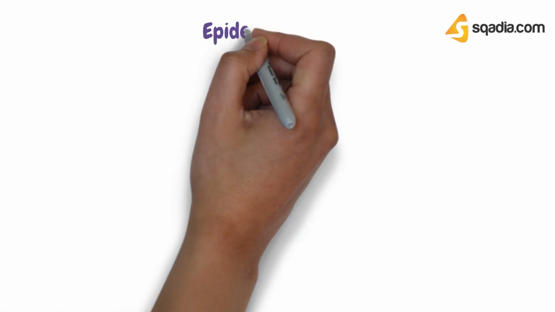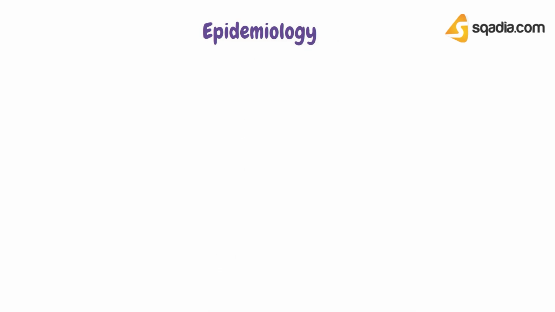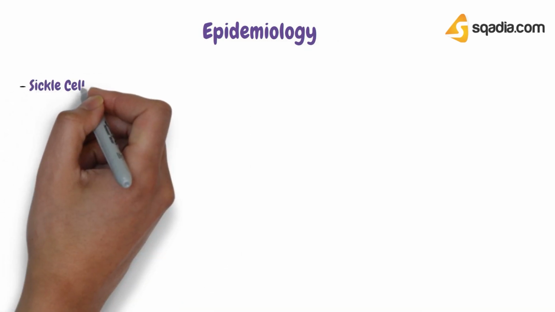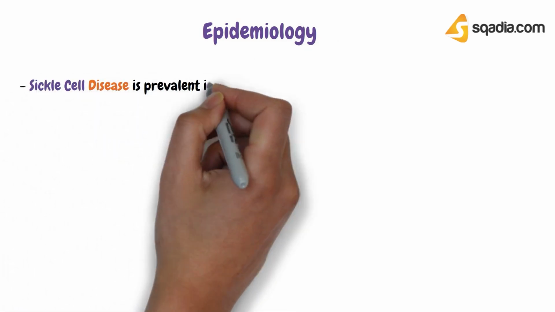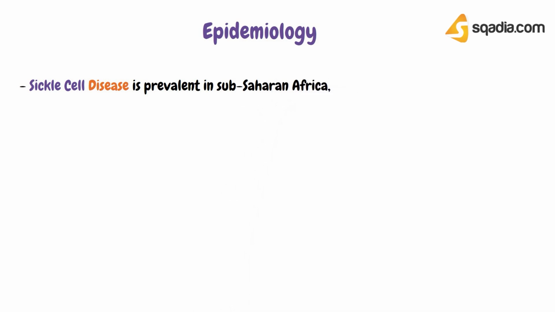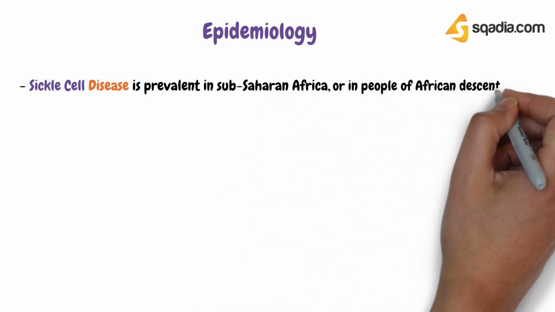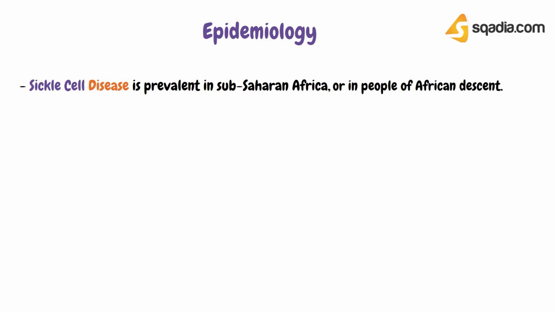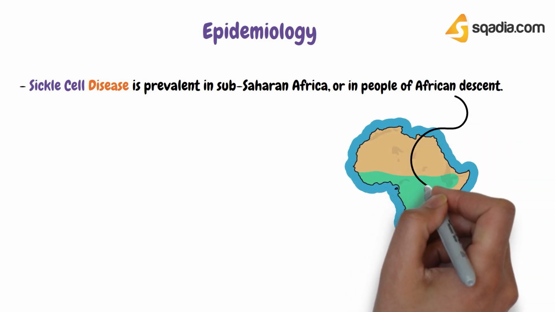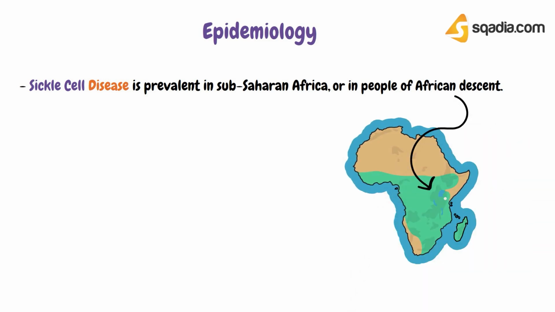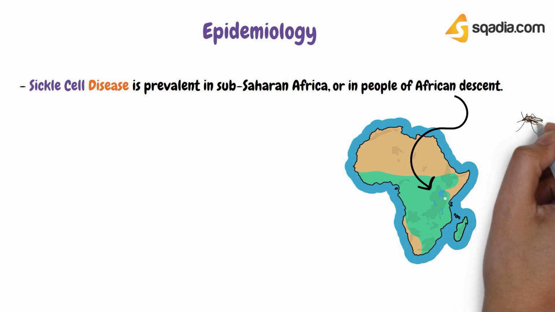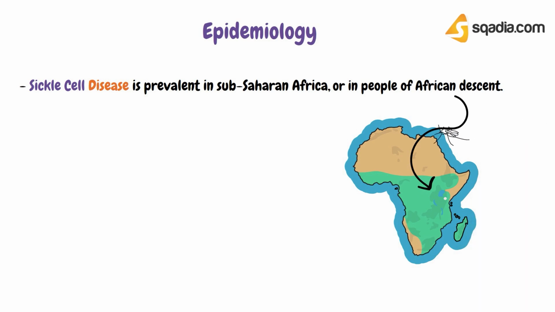So first off, the epidemiology. Sickle cell disease is prevalent in sub-Saharan Africa or in people of African descent. And if you don't know where sub-Saharan Africa is, it's this green part right here, where we also have our not-so-friendly mosquito called Anopheles spreading malaria.